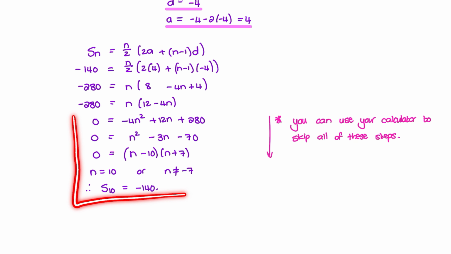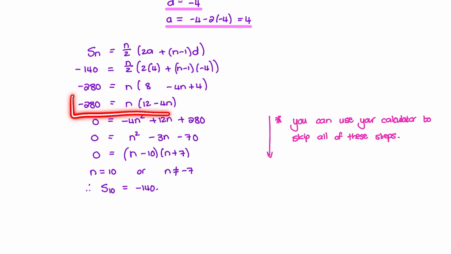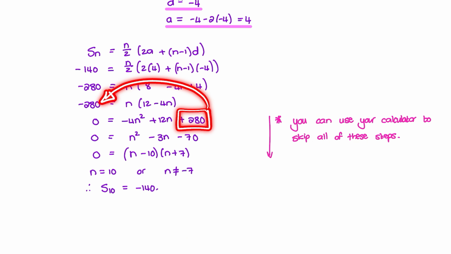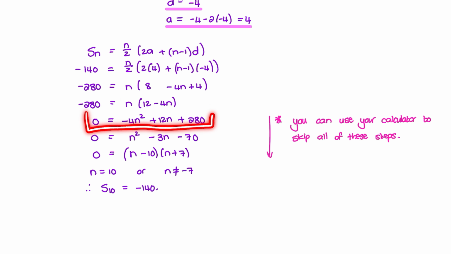So for the last few steps, I would solve a quadratic equation. So let us see what I did. First, if I say n multiplied by 12, I get 12n. And next, n multiplied by -4n is -4n squared. And this 280 comes from moving that 280 to the right-hand side. And now I have an equation which is in standard form.